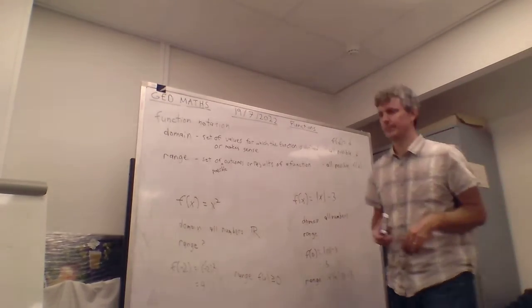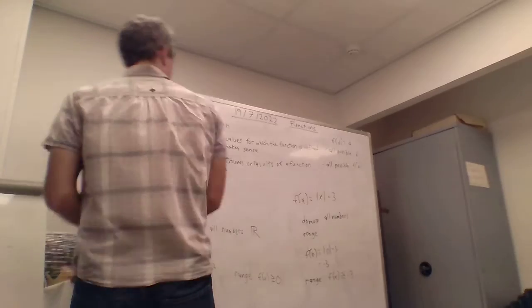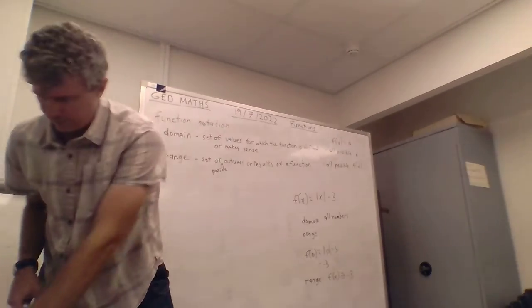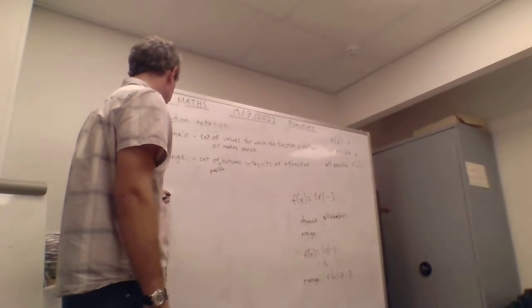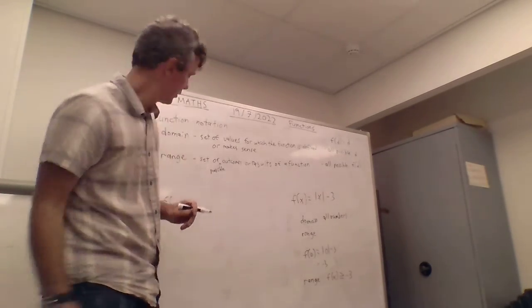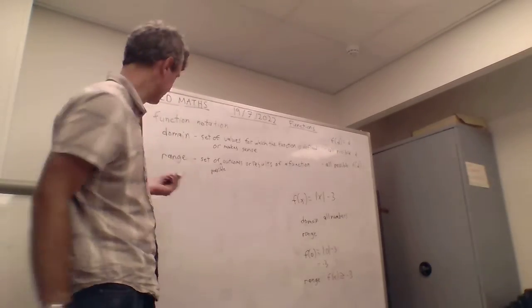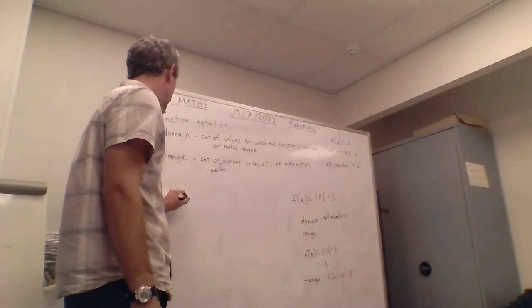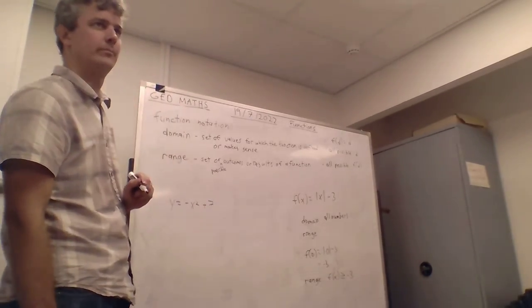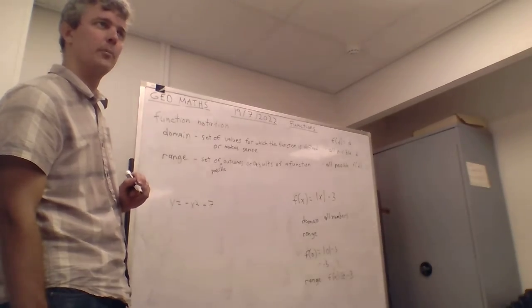I'll give you another example. Let's take a picture. I'll just do one. Somehow they just put them as y's and x's, so we'll do that too. Y equals negative x squared plus 7. Okay. What is the domain?